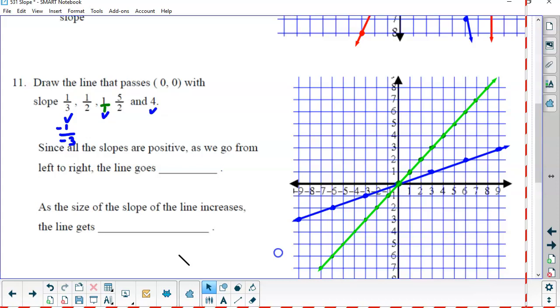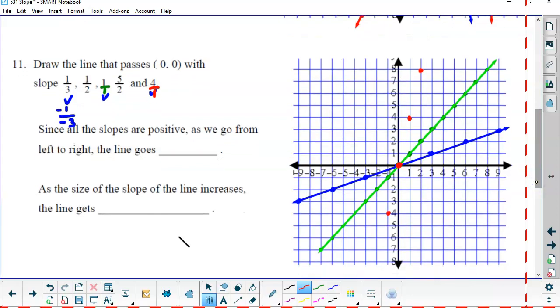And then slope of 4. So 4 is like 4 over 1. So up 4 to the right 1, or down 4 to the left 1.